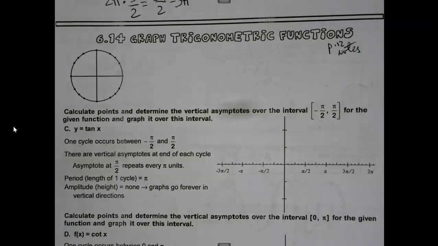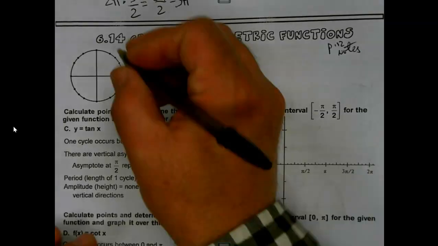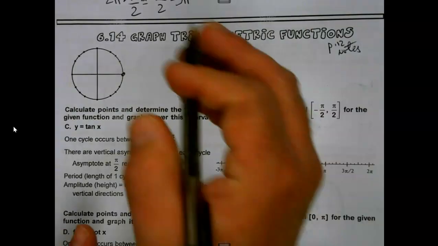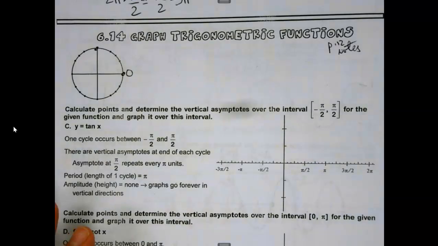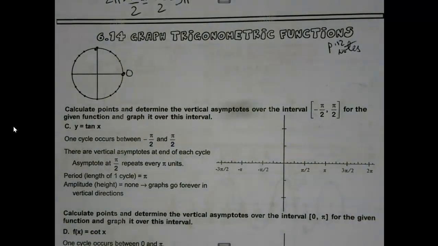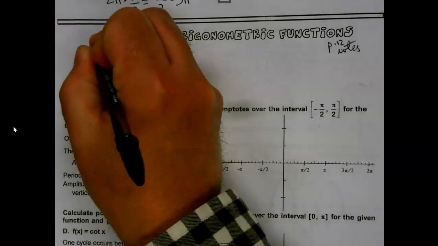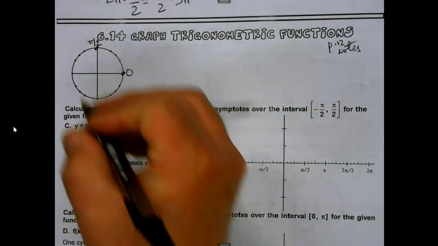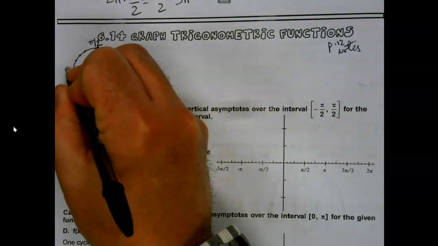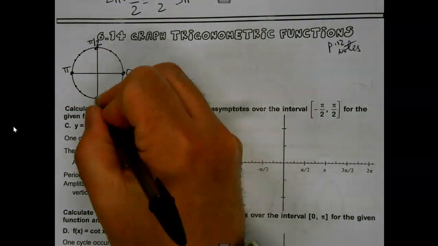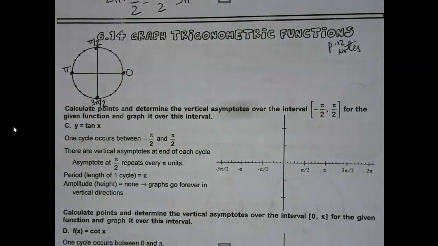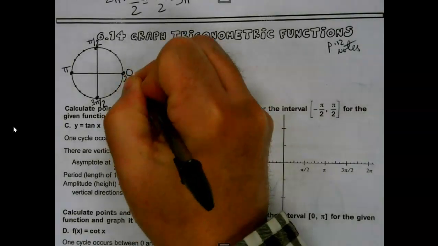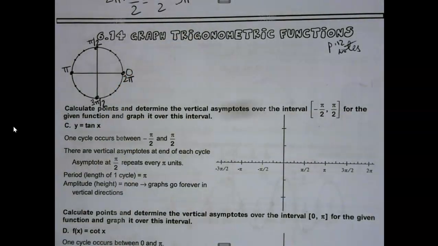Now, here's the thing with this. We'll do what we've been doing, except now, when I'm making my degree measures around the outside, I'm going to just keep doing everything in radians because that's how we've been graphing. We're not doing it in degrees. So instead of 90, we'll say pi over 2. Instead of 180, we'll say pi. Instead of 270, we'll say 3 pi over 2. And we'll wrap it up with 2 pi back at the beginning.